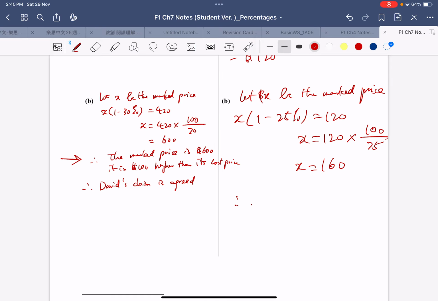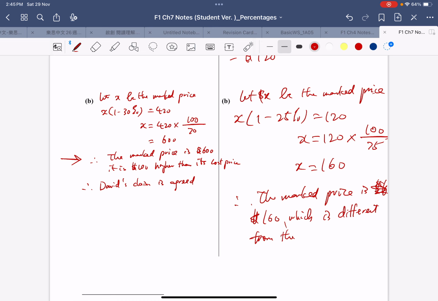And then since the same writing, okay, 160, which is different from the cost price. Conclusion: Candy's claim is disagreed.